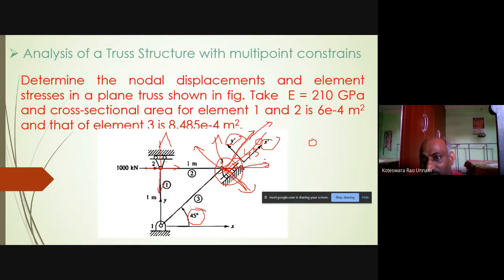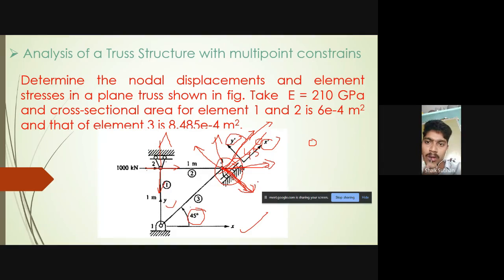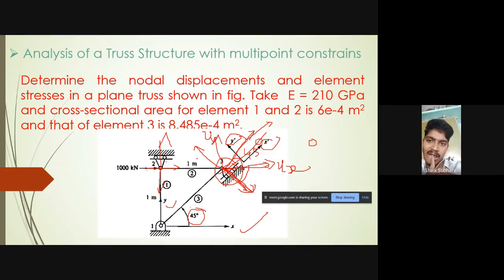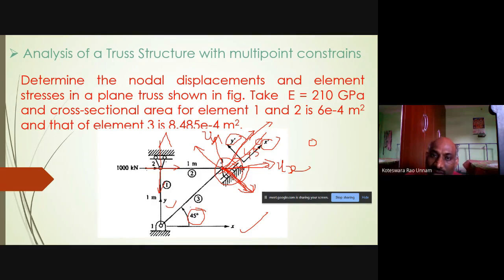But if I resolve that along our x and y, how can I resolve that? What is the component of this displacement along this direction? This angle is also 45 degrees, right? Yes, sir. So if I take this displacement as ux, and this vertical displacement as uy, this is ux and this is uy. Then how can I write it? Uy is in the negative direction.